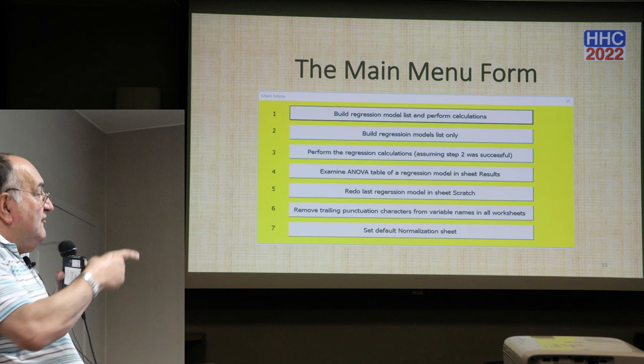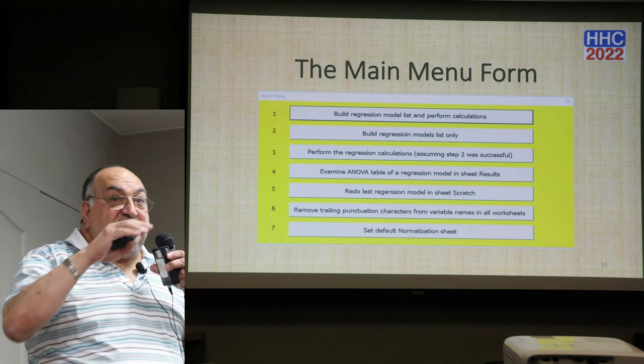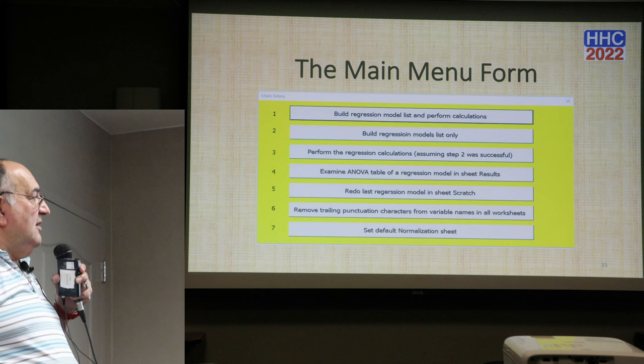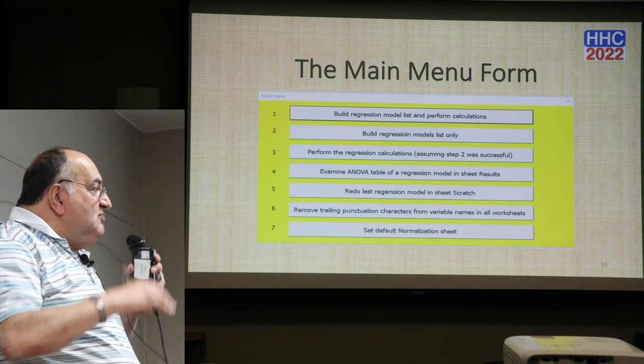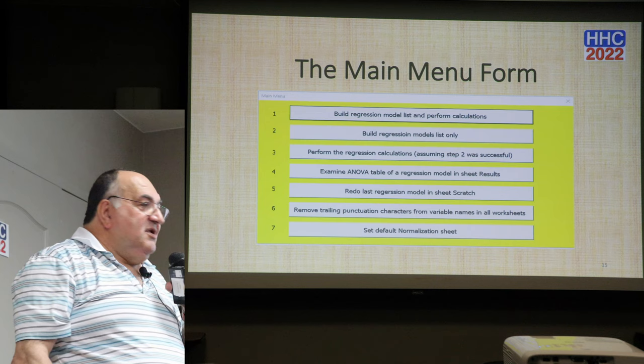And then, of course, you can examine the ANOVA table regression model for any model in the sheet. You select that sheet and click, and it will give you the ANOVA table on a separate sheet. And you can redo the regression model for the best model that you got, because when it's done, it's done the last model in an arbitrary fashion. If you want more details about the best model, that's the way to do it.